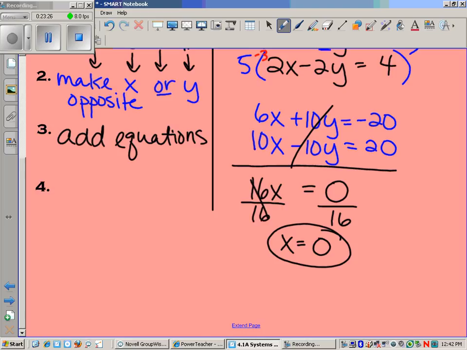Are we done? Not quite. If x equals 0, we still need a y value. How do you think I'm going to get a y value if x equals 0? Let's plug it in. My last step then, I guess we still need to solve that last equation with the 16x equals 0. So we solved it and plug in. I'm going to kind of combine two steps in one. We added the two equations. We got x equals 0. And now we have to plug it back in to find our y.